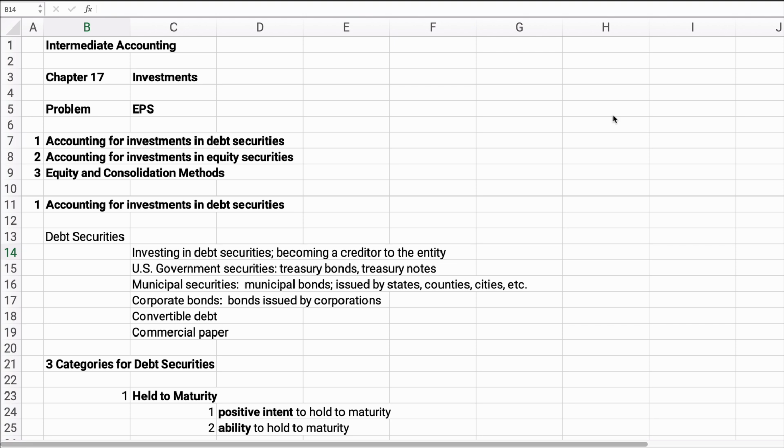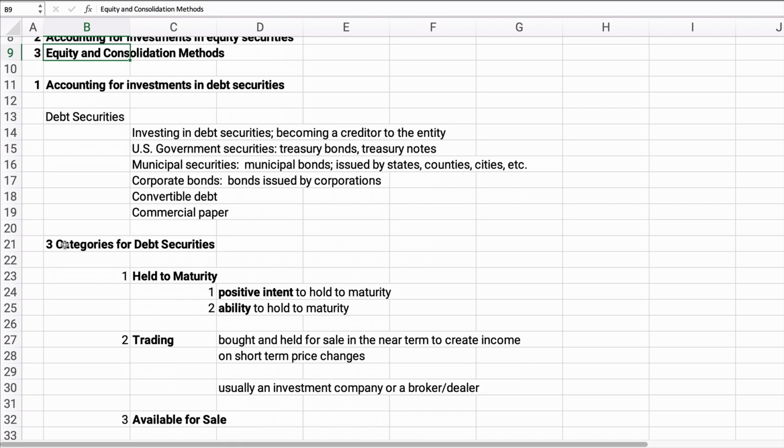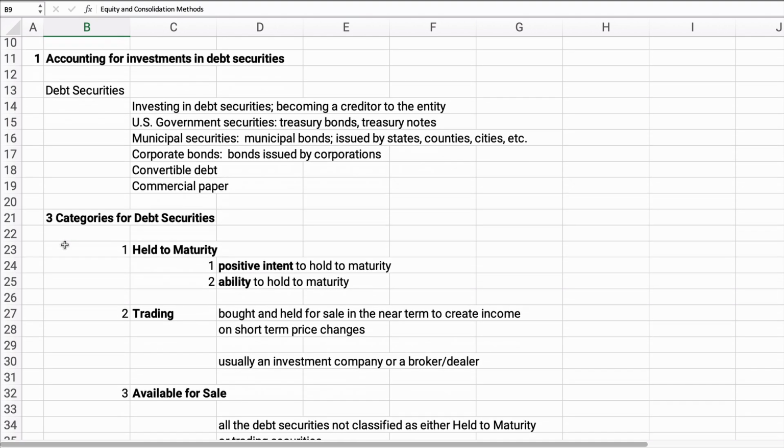For example, derivatives. Derivatives is a complex type of topic, and we're not going to do anything with derivatives. If you own options or stock futures or any kind of puts or calls, there's lots of technicalities on that. But let's deal with investments. So, investments. We're going to have debt securities, equity securities, and then a little bit more with equity and consolidation methods. Okay, so accounting for investments in debt securities.